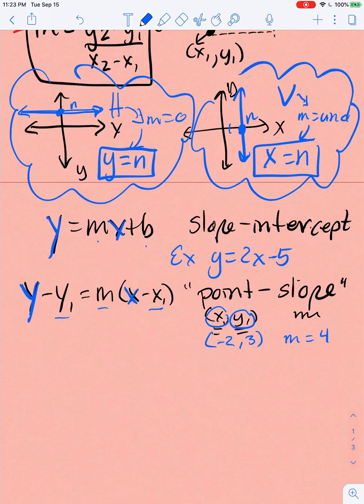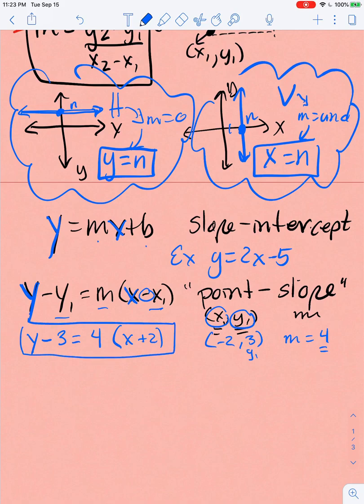So if I knew, for example, that it's going to go through -2, 3 with a slope of 4, I would have y minus 3, because that's my y1 value, equals, and then my m value, so 4, and then x minus, but it's a -2, so minus -2 becomes a plus. So that would be the equation in point slope form.